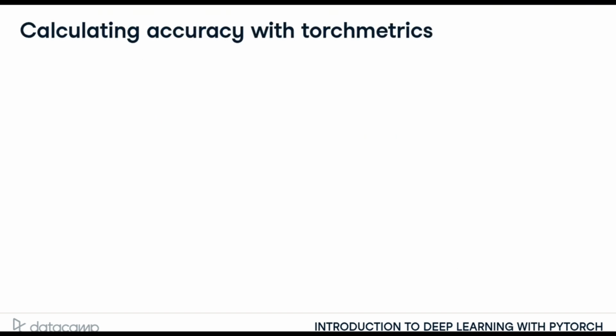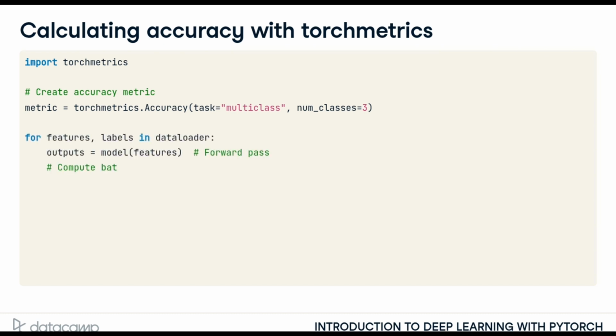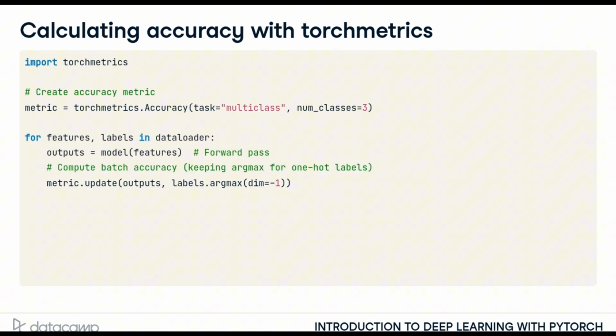Loss tells us how well a model is learning, but it doesn't always reflect how accurately it makes predictions. To measure that, we track accuracy using torchmetrics. For multi-class classification tasks, we create an accuracy metric with torchmetrics.Accuracy. As the model processes each batch, we update this metric using its predictions and the actual labels.